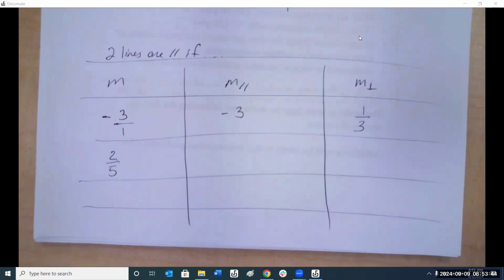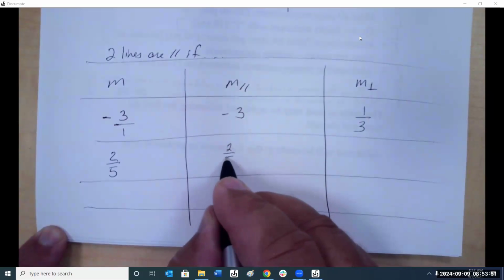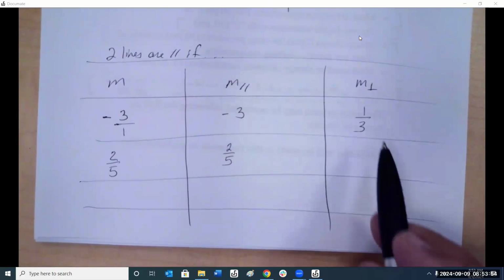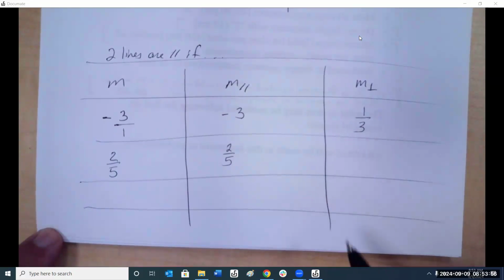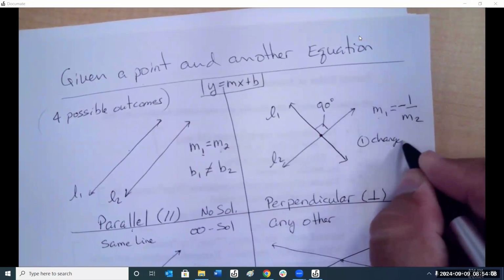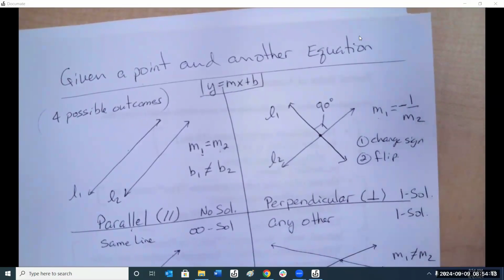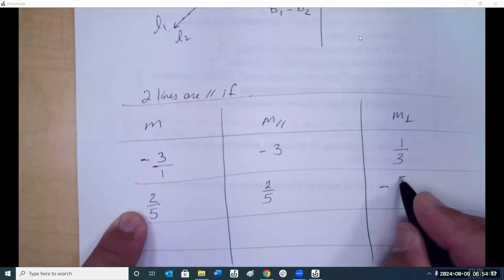Okay, if I gave you 2/5, what's the slope parallel? 2/5, because it's the same slope. Now perpendicular. Okay, change sign and flip. -5/2. Very good.